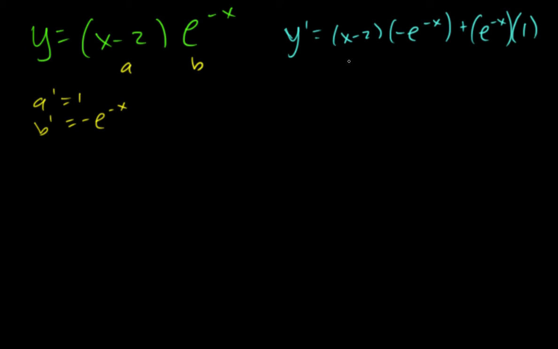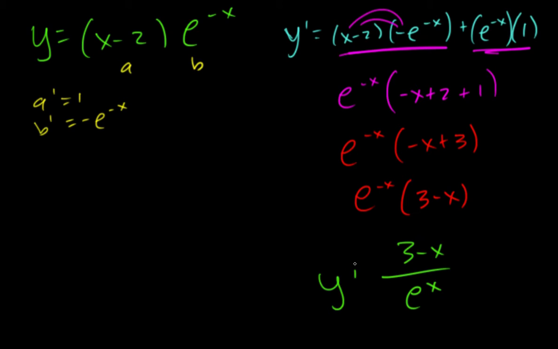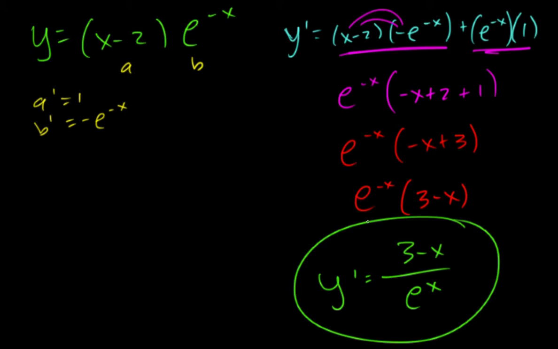Now, if we look at these as terms, we can take out an e to the negative x. That's going to leave this negative distributed right here, so it's going to be negative x plus 2, and then everything goes out here, so it's plus 1. If we simplify that, we're left with negative x plus 3, which I'm going to swap around and call 3 minus x. Then also e to the negative x, we can bring that down to the bottom and make it positive. So this is our y prime, that's our derivative.